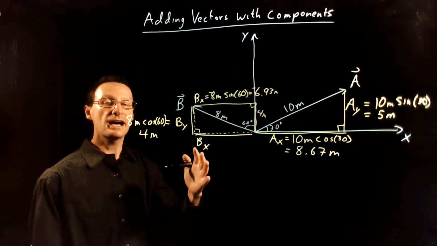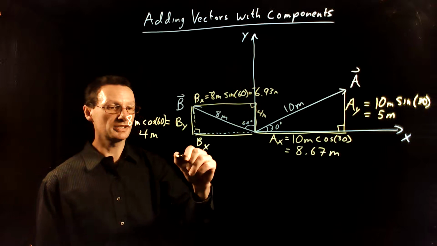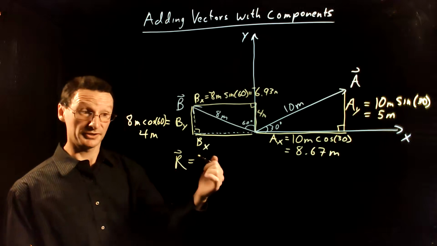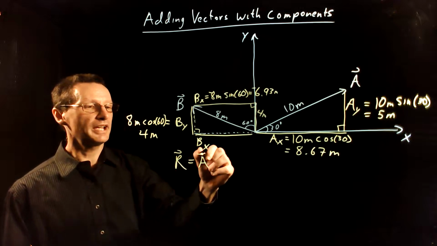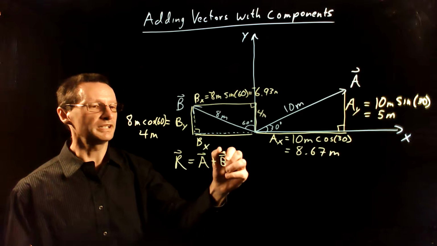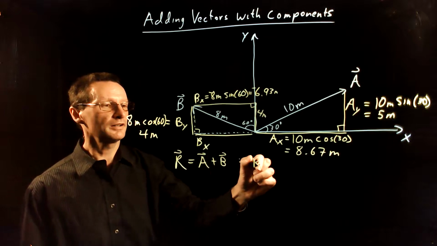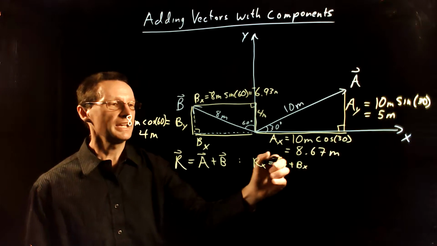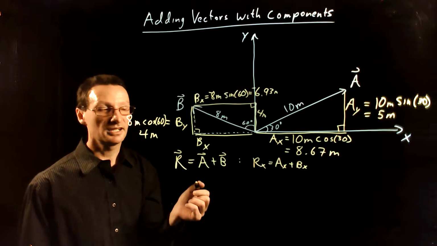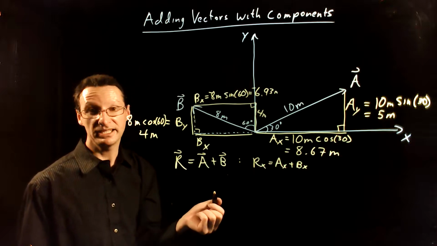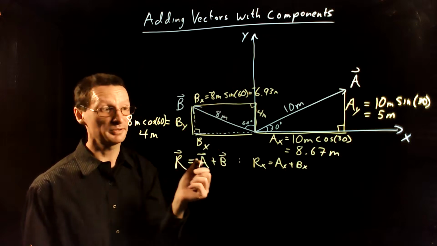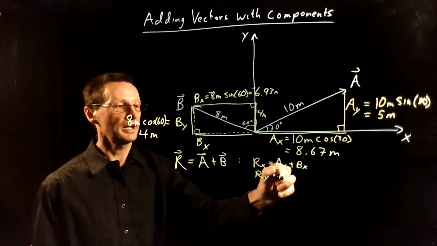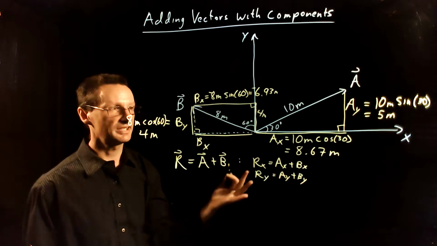Now that I have all my components, I can write the equation here. The vector r, and I'm just using r for the resultant, is equal to the vector A plus vector B. And this tells you that the x component of r is equal to AX plus BX. Keep in mind, AX and BX, you always add them, but internally BX we know is a negative number, so we're really subtracting two numbers here. And then ry is equal to AY plus BY, and in this case they're both positive.